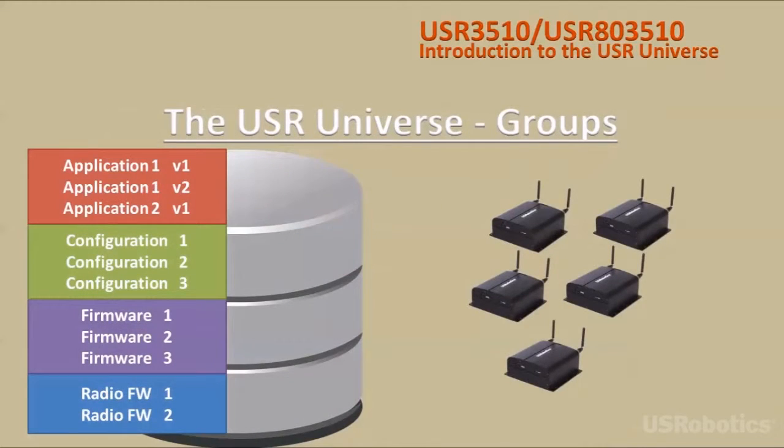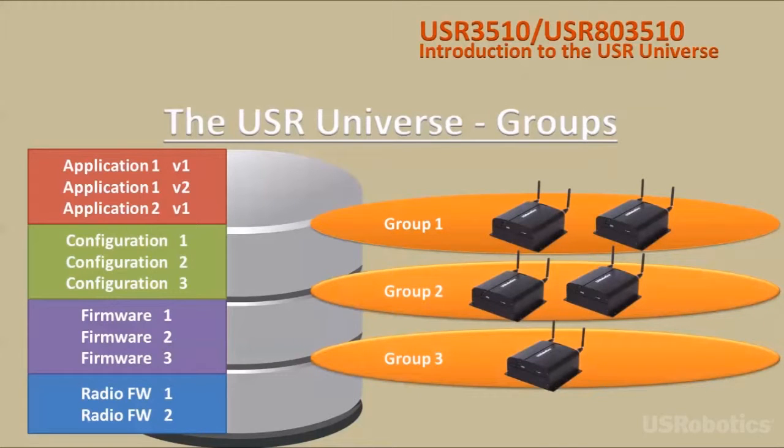As the user registers each gateway with the USR Universe, a process the documentation refers to as activation, each gateway is assigned to a group. And each group is set up to use images from each of the libraries. That's how the user controls which images are deployed to each gateway, which is the essential purpose of the USR Universe.